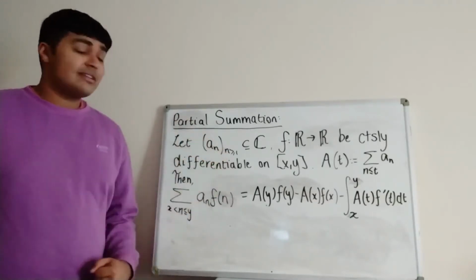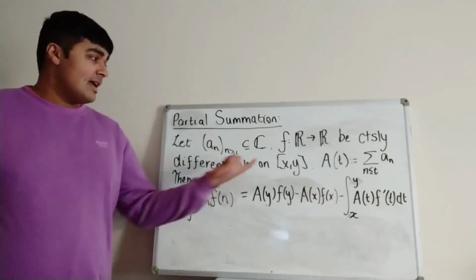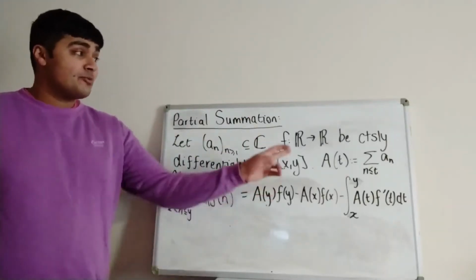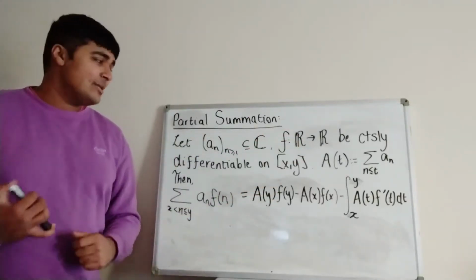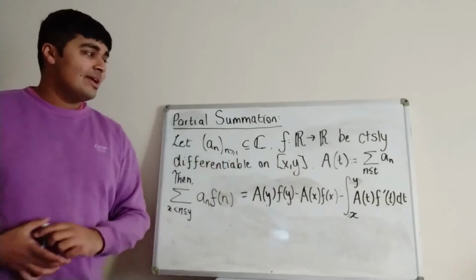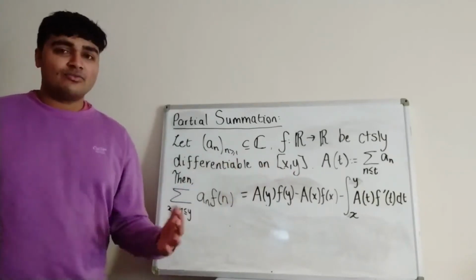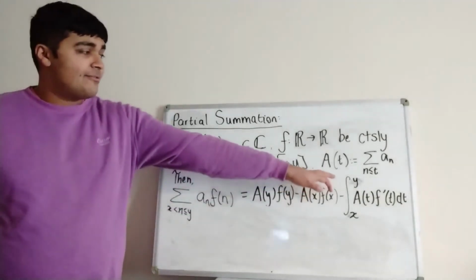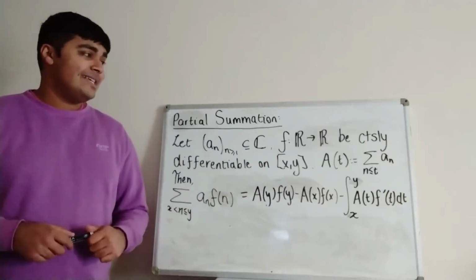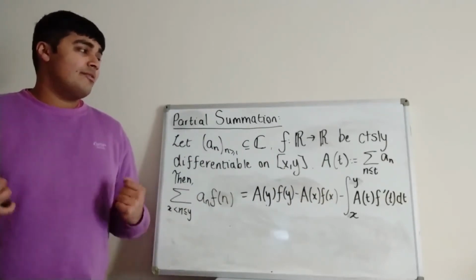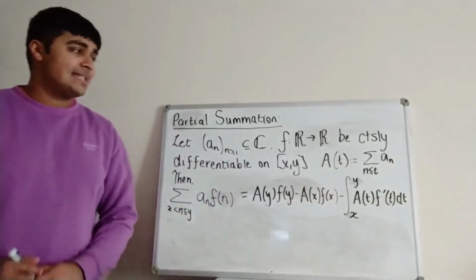We have a sequence of complex numbers a_n, and we have a function f from the reals to the reals, which is continuously differentiable on some interval [x, y]. So x and y here are just real numbers. Okay, and we're going to define capital A of t to be equal to the sum of a_n for n less than or equal to t.